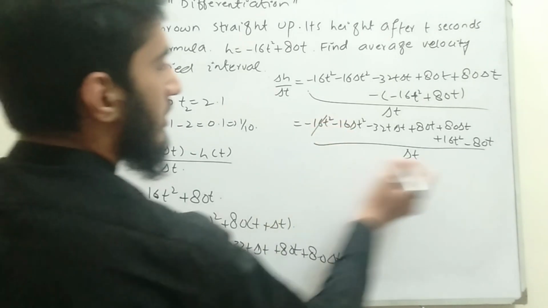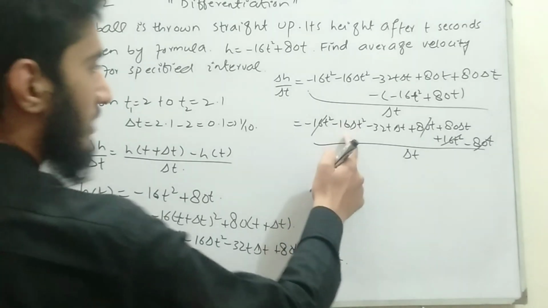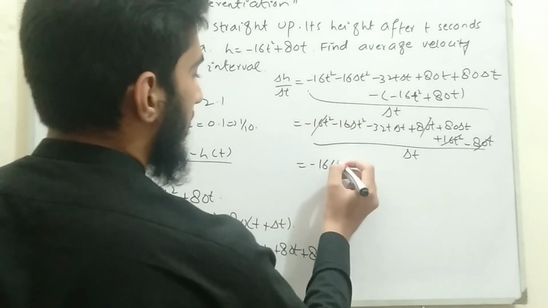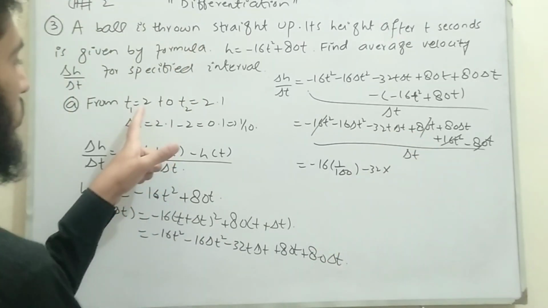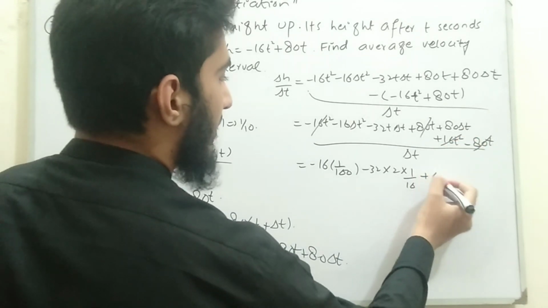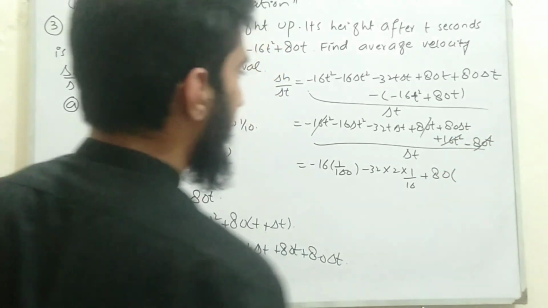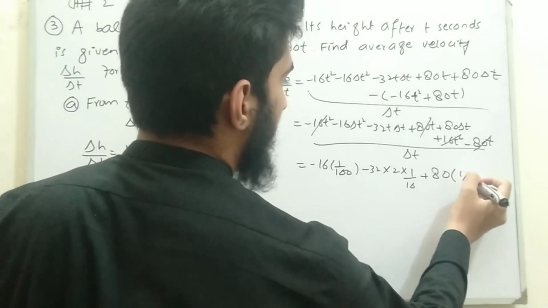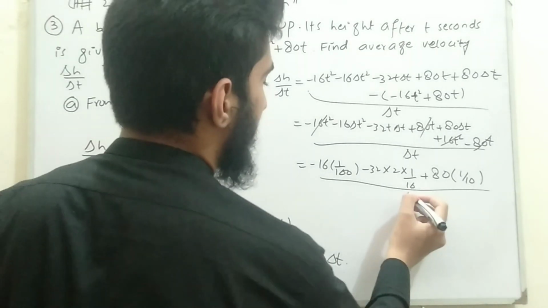After this minus 16t square is cancelled out with 16t square, and minus 80t is cancelled out with plus 80t. We are left with minus 16 del t square. So del t is actually equal to 1 over 10, and 1 over 10 whole square gives us 1 over 100. After this minus 32 times t, which is actually equal to t1, which is 2, multiplied by del t, which is 1 over 10, and plus 80 times del t, where del t is actually equal to 1 over 10, and whole divided by del t, which is equal to 1 divided by 10.